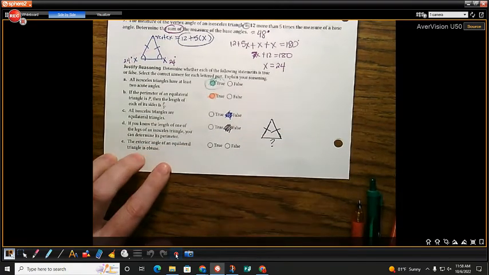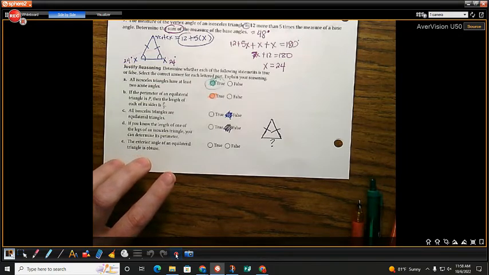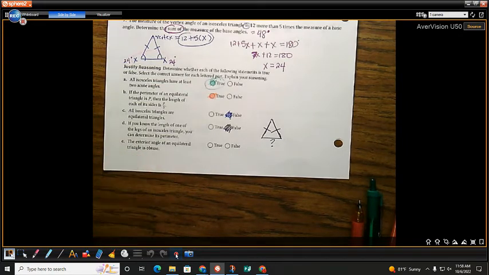When can you get the whole perimeter with just one side? The vertex or the base? If it's equilateral. If it's equilateral, you can do it. Or if you know trigonometry, but y'all don't know trigonometry yet.